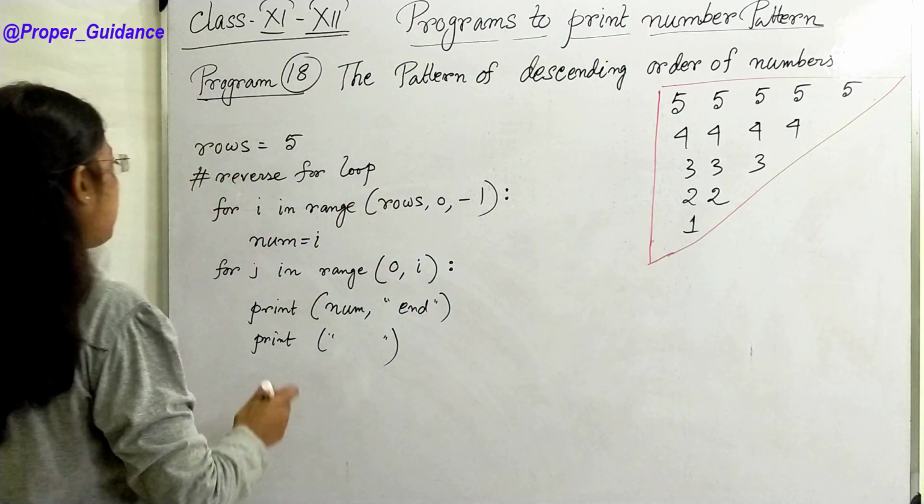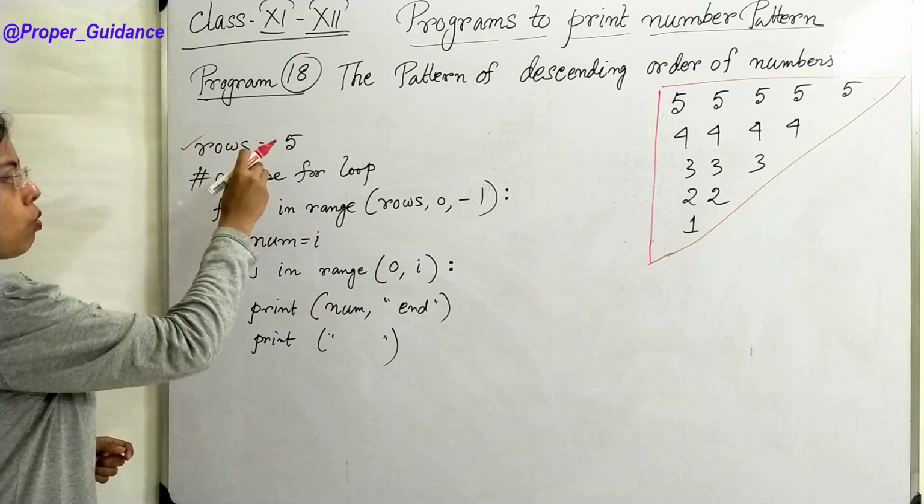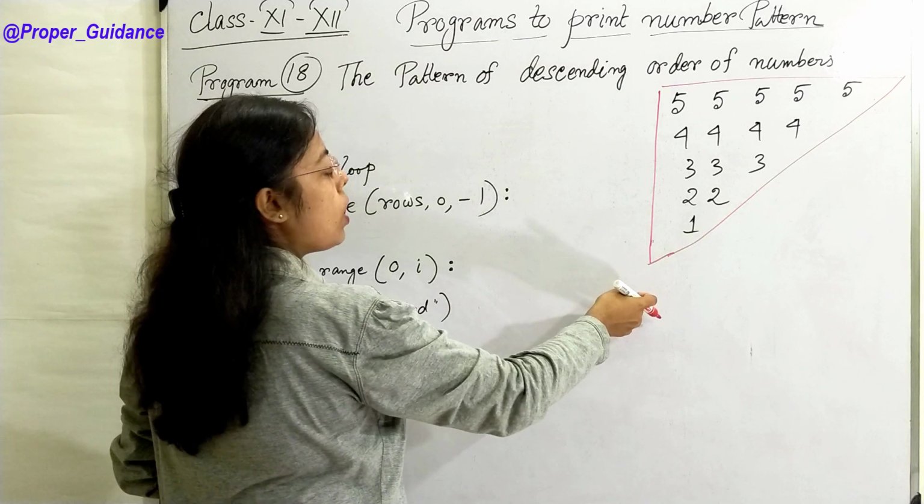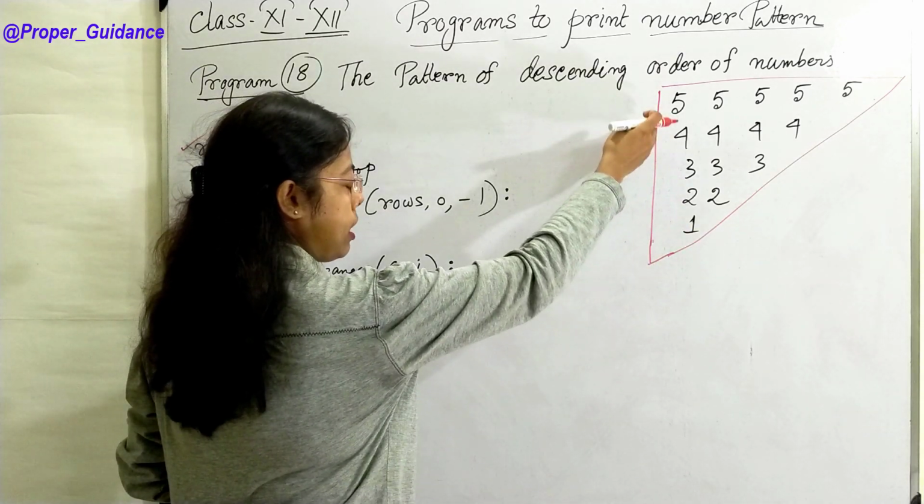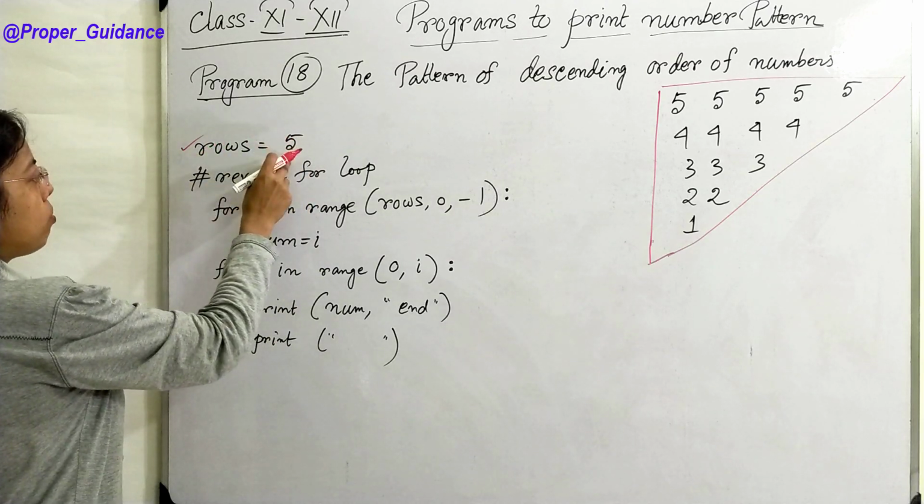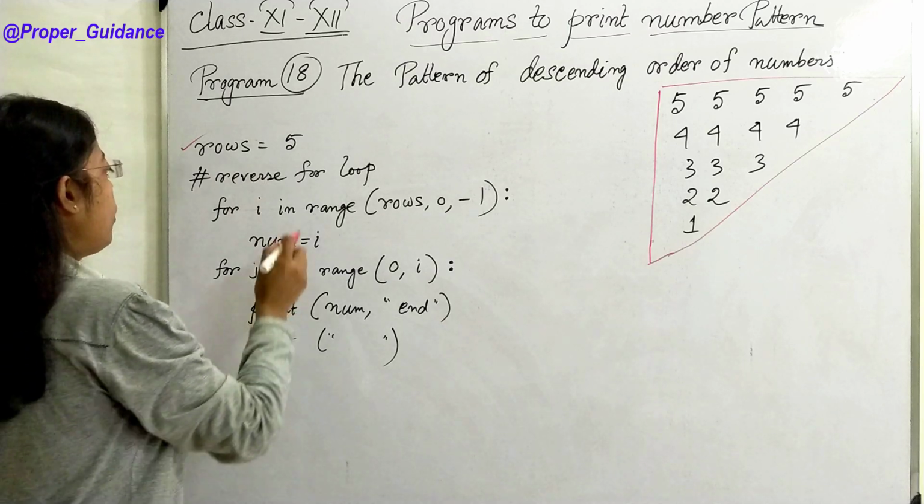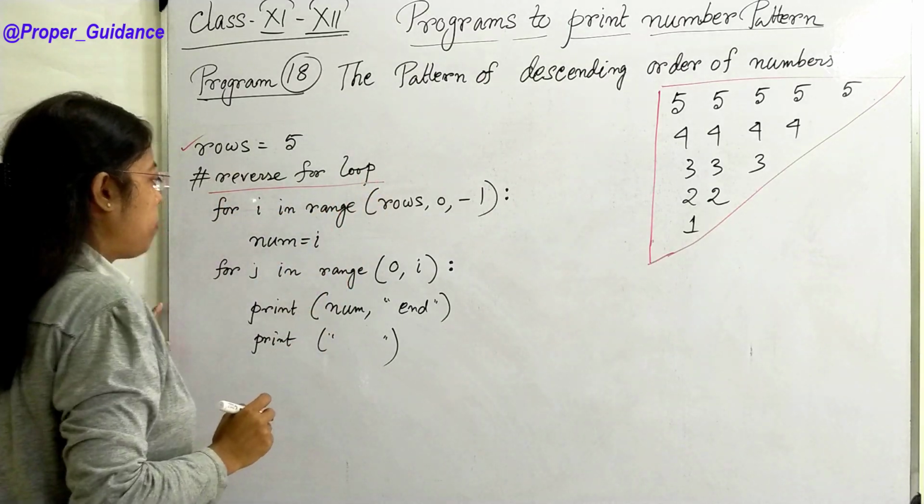Here is a variable named rows, and this is for what? This is to store the number of rows. What is the number of rows here? That is equal to 5. So we write rows equals 5, and we use here a reverse for loop.